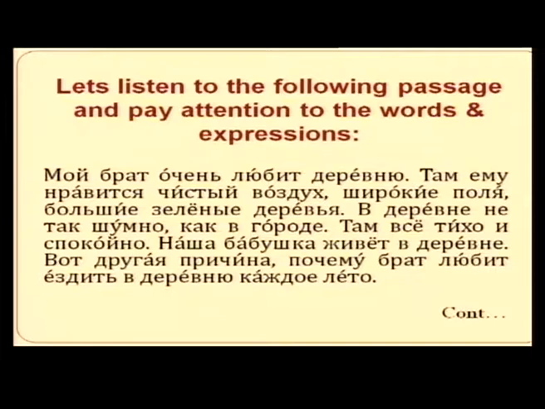Широкие поля, wide fields. Большие зеленые деревья, big green trees. Деревня не так шумна, как в городе. In the village, it is not as chaotic as in the cities. For chaotic, we have used the word шумна. Now we are discussing several such expressions which are also used for comparison, like в городе шумно, в деревне не так шумно. So, in the cities it is very chaotic, whereas in the village it is not so chaotic.